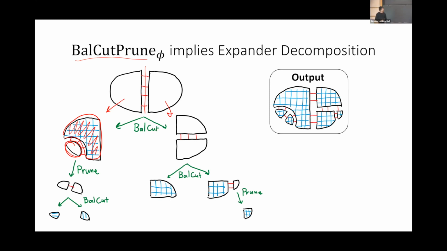And at the end, the recursion must stop at some point, because every time the size of the recursion is halved, basically. It's reduced by a constant factor. So the total depth here is log n.